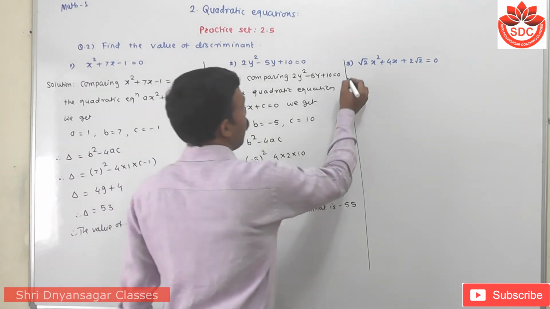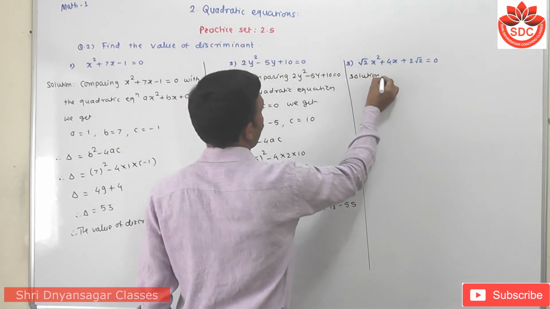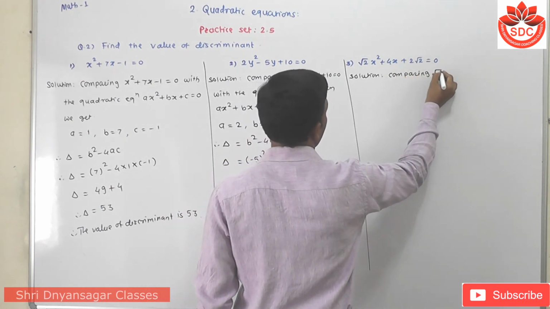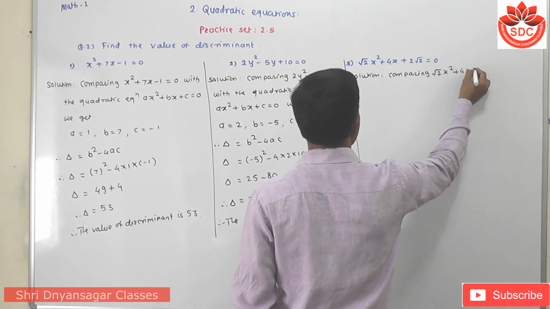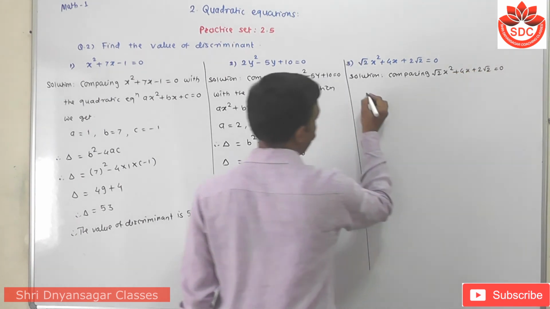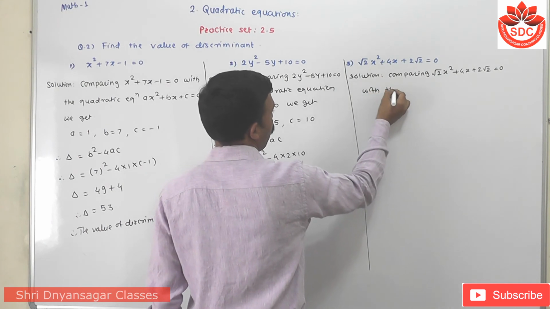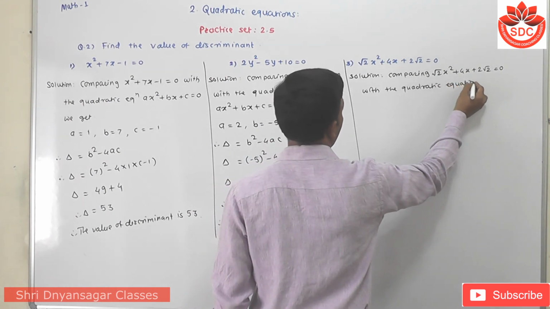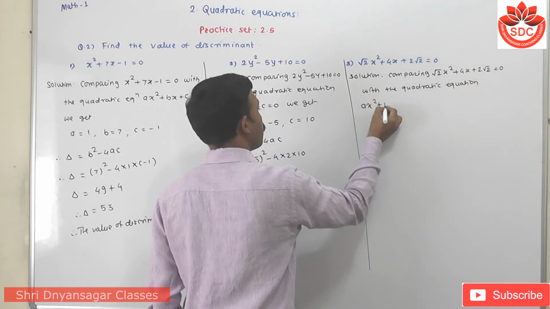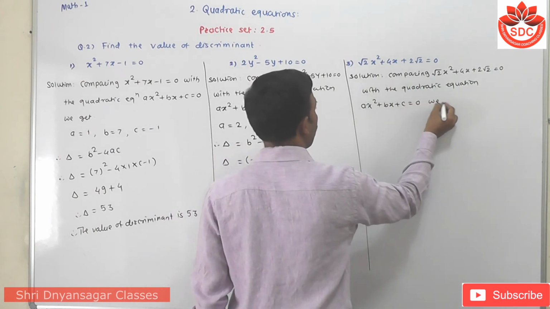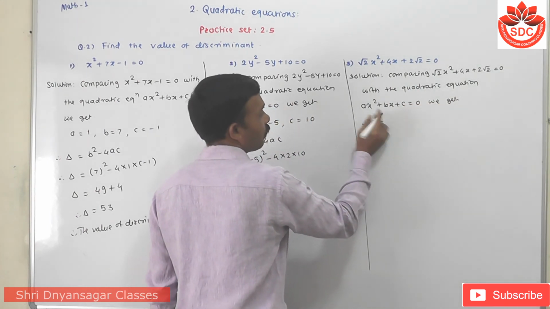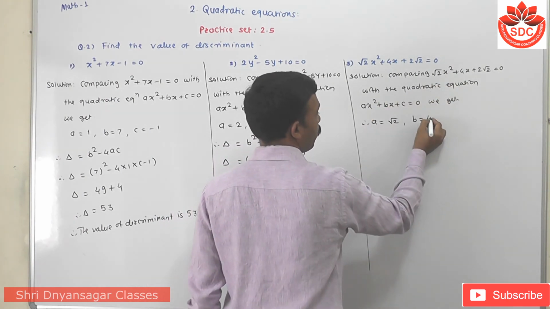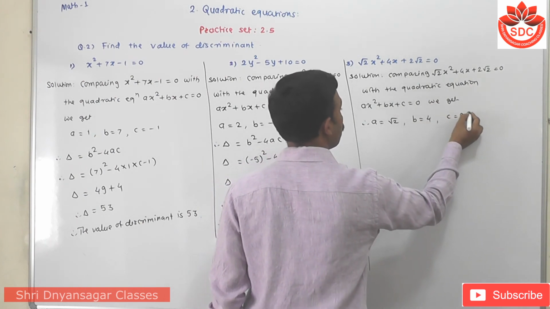Then the last one, its solution. Comparing root 2x square plus 4x plus 2 root 2 equals 0 with the quadratic equation ax square plus bx plus c equals 0, we get a is root 2, b is plus 4 and c is 2 root 2.